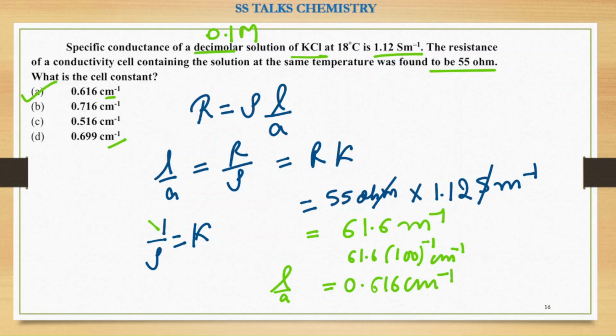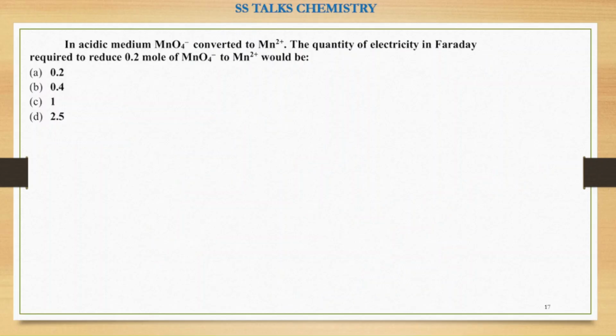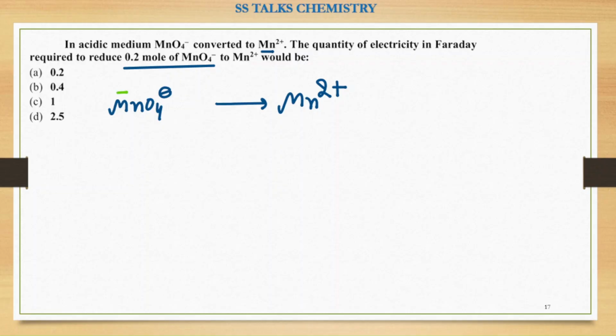Okay. Next we have this. It says in the acidic medium, the MnO4 negative is converted into Mn2 positive. The quantity of electricity that is required to reduce this many moles of MnO4 negative to Mn2 positive will be? So MnO4 negative is being converted to Mn2 positive. Here you can find out the oxidation state. The manganese is in plus 7. From plus 7 it's going to plus 2, which means 5 electrons are exchanged.